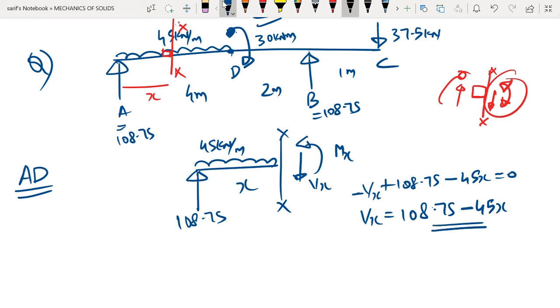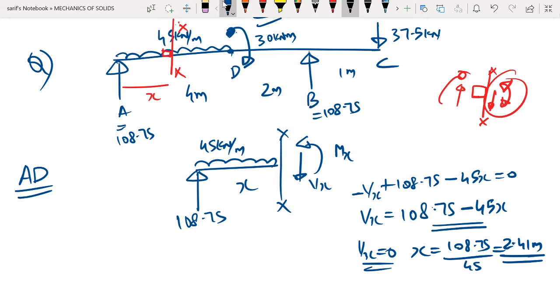Again, if you put Vx equal to 0 in this, we will get the value of the point where the shear force is going to come as 0. So if you do that, we'll get it as 108.75 divided by 45. We'll get it as 2.41 meter. So this 2.41 meter is the point where the shear force is going to be 0, and consequently bending moment is going to be maximum.